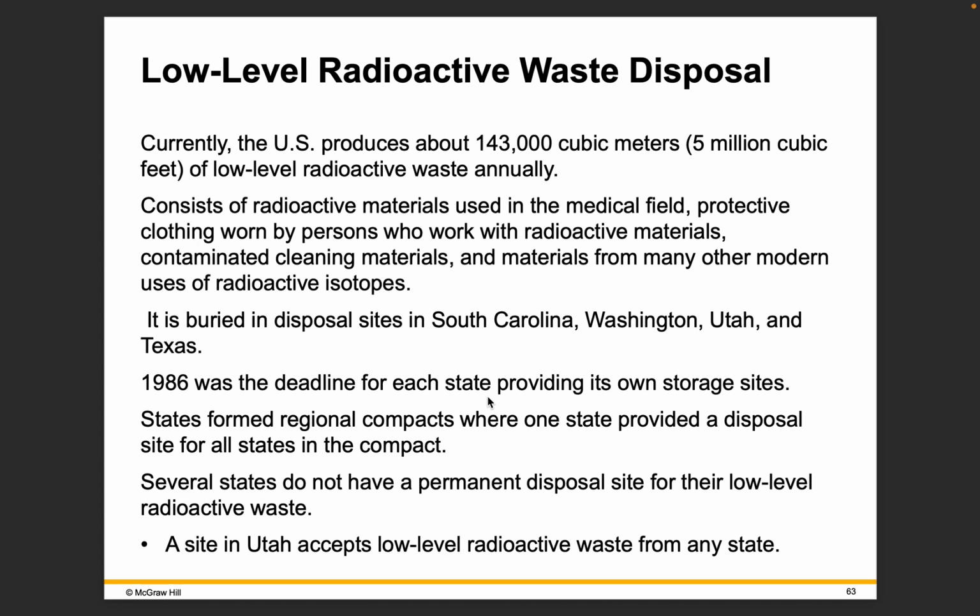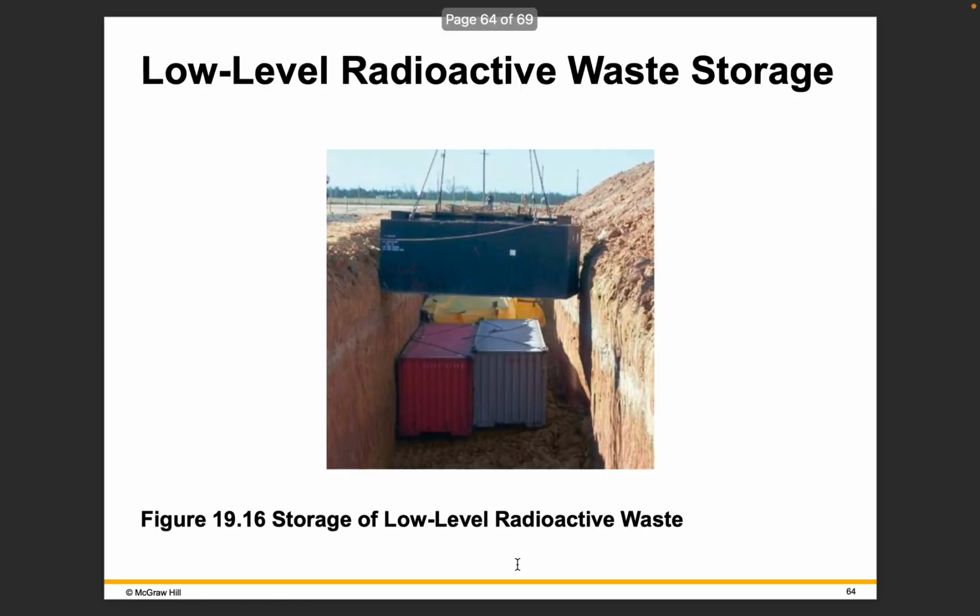1986 was the deadline for each state providing its own storage sites. States formed regional compacts where one state provided a disposal site for all the states in the compact. Several states do not have a permanent disposal site for their low-level radioactive waste. There is a site in Utah that accepts low-level radioactive waste from any state. Here's a picture of low-level radioactive waste storage.